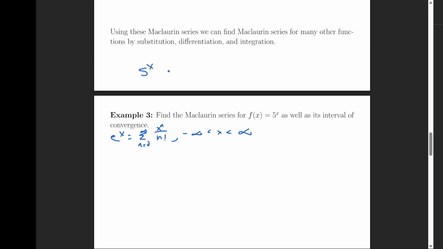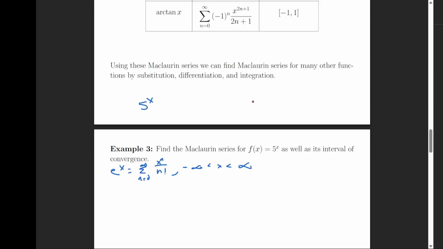5 to the x, right? So how are we going to get this to look like this form, right? Because in the teacher's terms, it's e to the something, and we're trying to find this something right now. So we need to put this in terms of e. So how do I do that? Let me see. Here, I'll put it in blue.